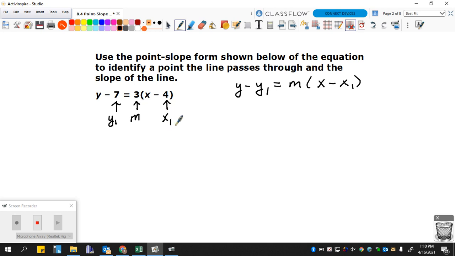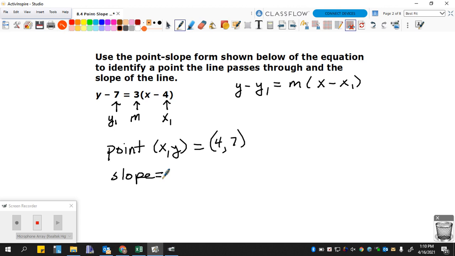All right, so the point that we're given here, right? The point is always written as x and then a y. So in this case, it would be 4, comma, 7. And our slope, which is always our m value, is 3. It's that easy. All you have to do is just look at it. There's no calculation involved in this at all.